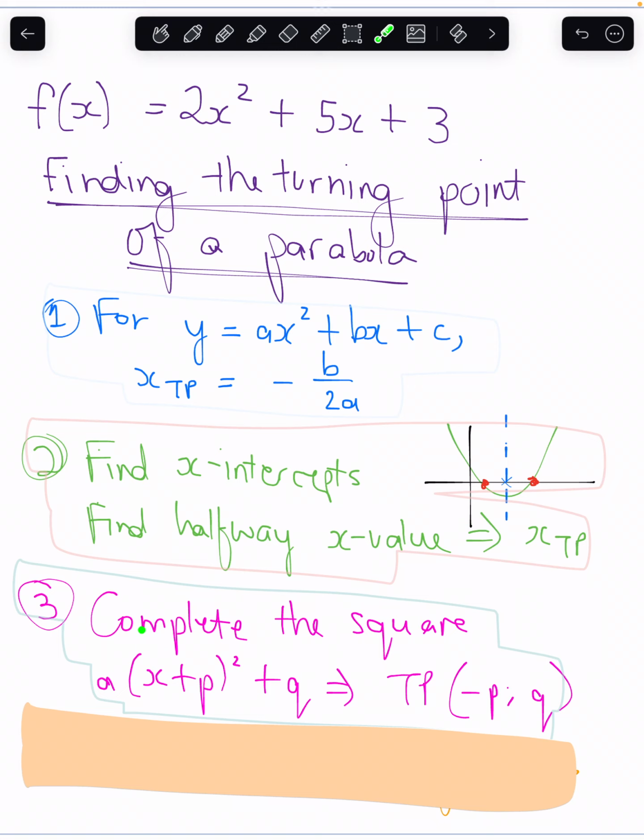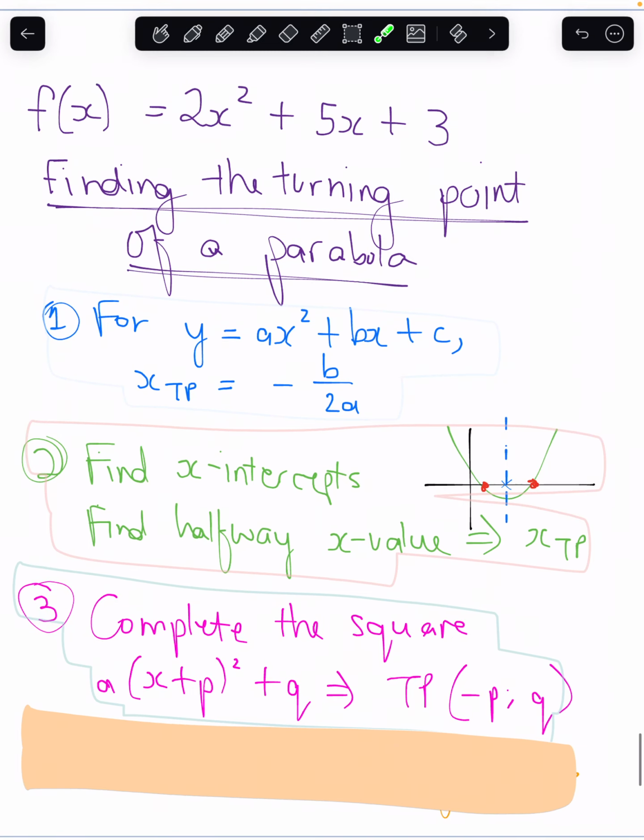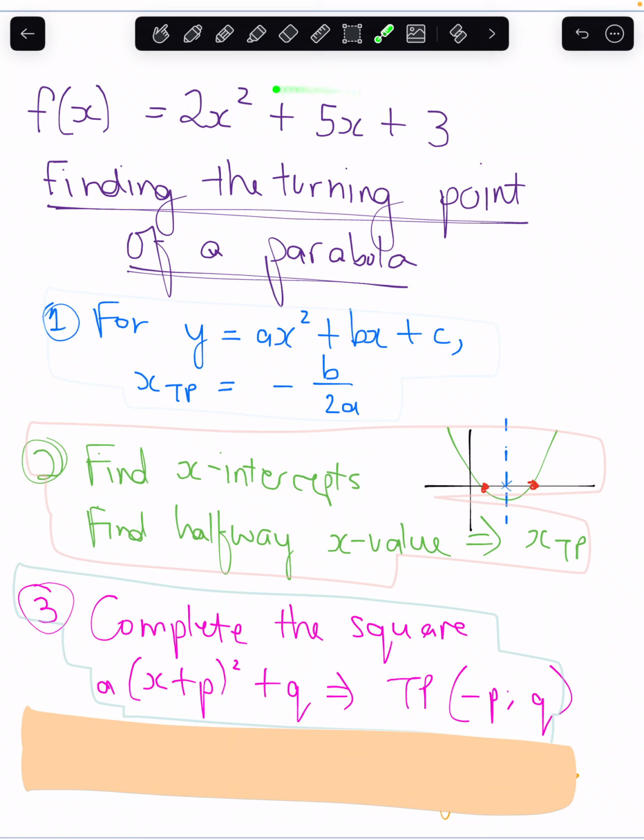Right. Approach number 3 is to complete the square. The nice thing with this approach is that it will give you both the x and the y coordinate straight away, but obviously it's a bit more of an involved process. So what you would need to do is rewrite this in completed square form, right, so that it looks like that, because then you know that the x-coordinate of your turning point will be negative p. So if this turned out to be x plus 1 squared, then your x-coordinate for your turning point would be negative 1, and this would be your y-coordinate. So your turning point would be negative p and q.